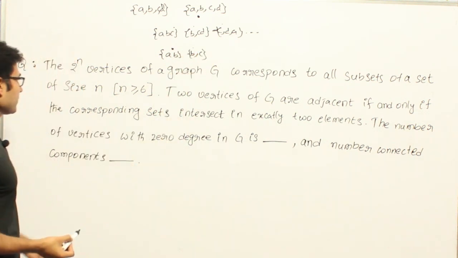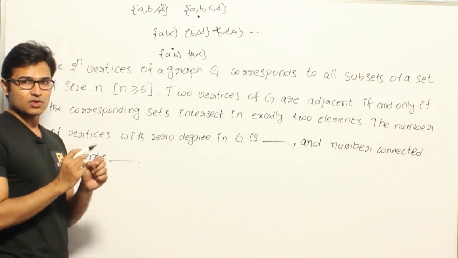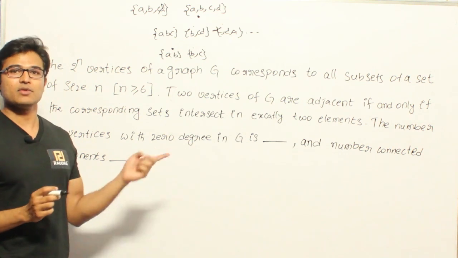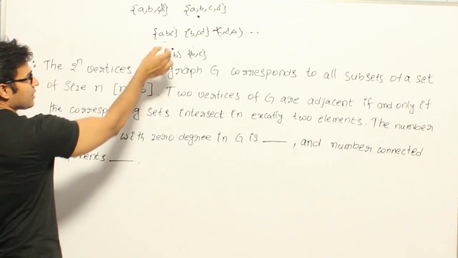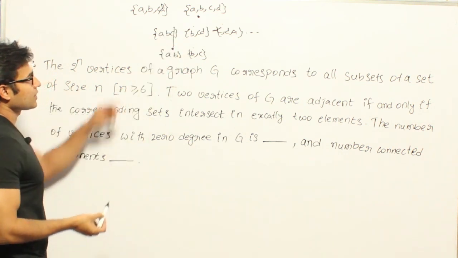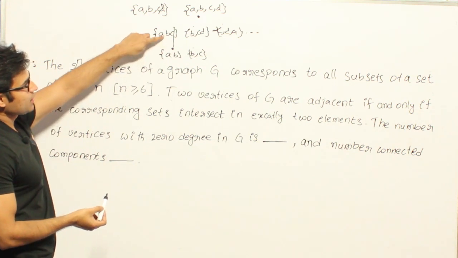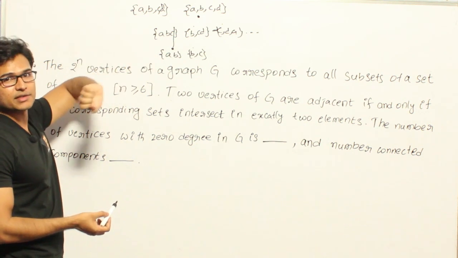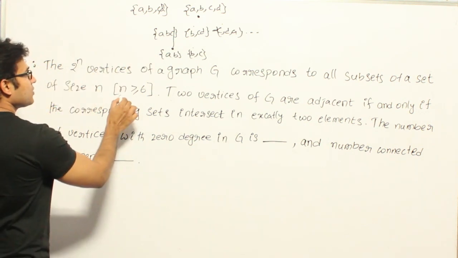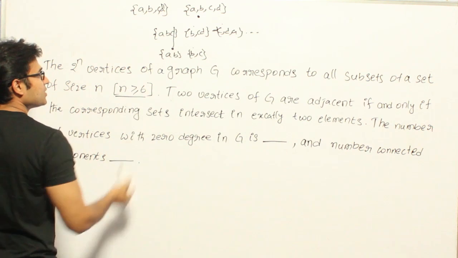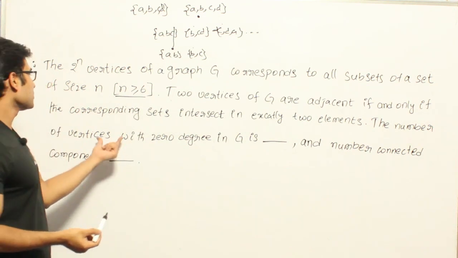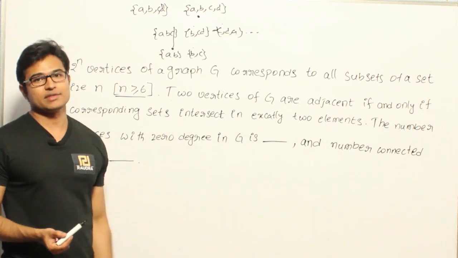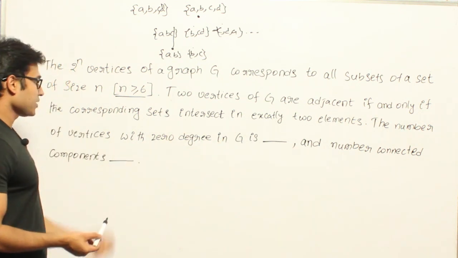Now they are saying that only if the intersection between 2 vertices contains exactly 2 elements are they adjacent. This set and this set contain exactly 2 elements in their intersection, so they are adjacent. That is what they are saying. Now they are extending it to some number n which is greater than or equal to 6, and asking: the number of vertices with 0 degree in the graph is what, and the number of connected components is what.